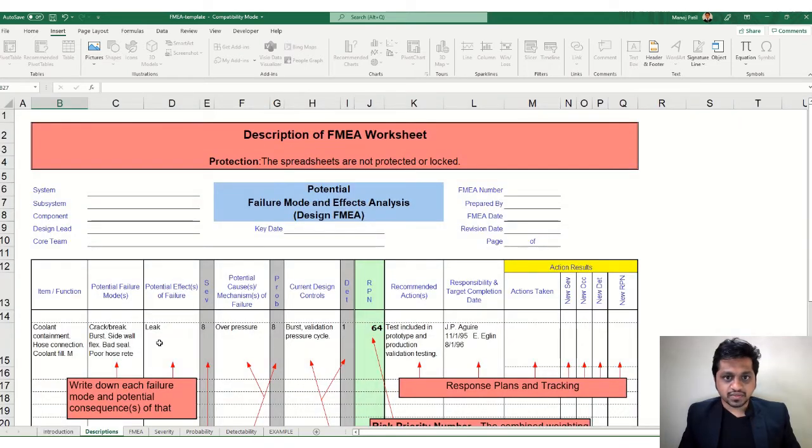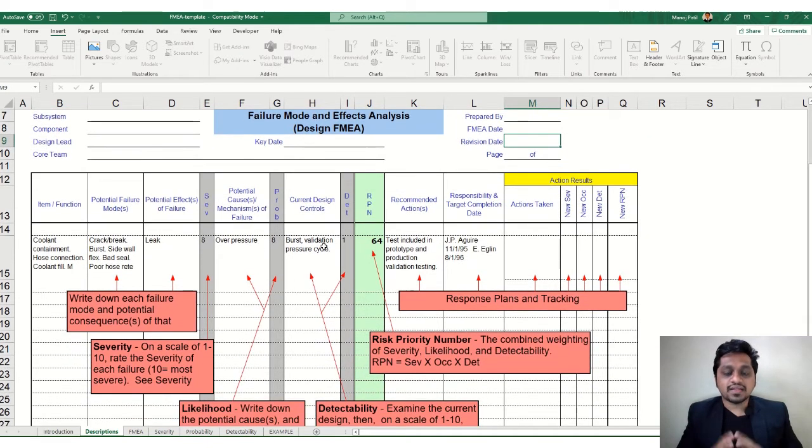So now here you could see the FMEA worksheet, the potential failure mode and effect analysis, right? The title is here, that is design FMEA, the system, the subsystem, then component, design lead, core team, what are the members, and FMEA number, prepared by whom, the date, the revision date if any. All this data you should fill in, and then we have a sheet here. So let's start with what it offers.